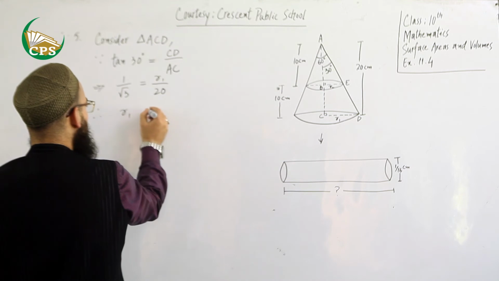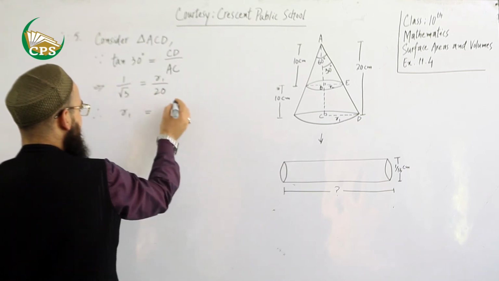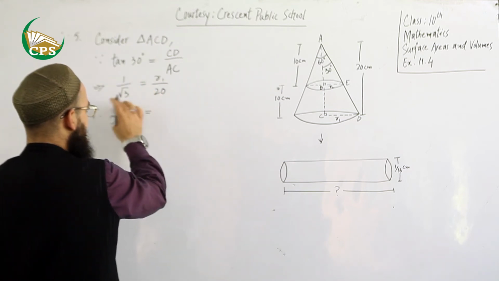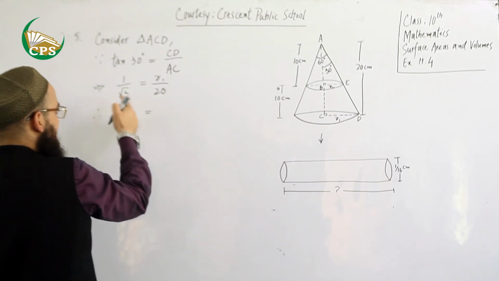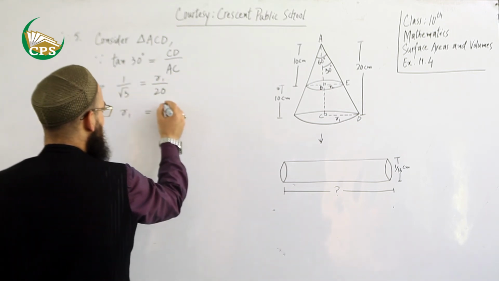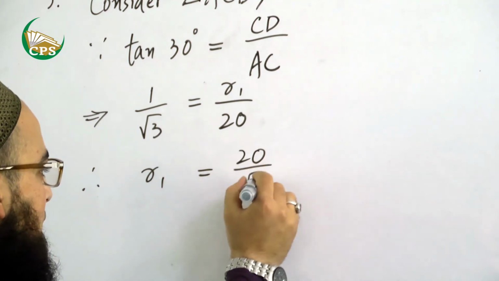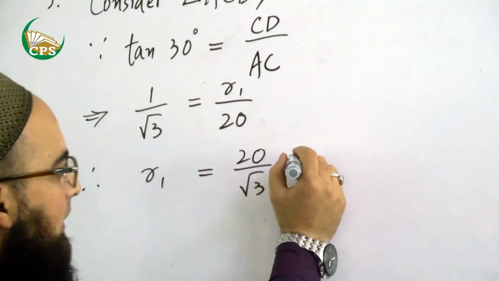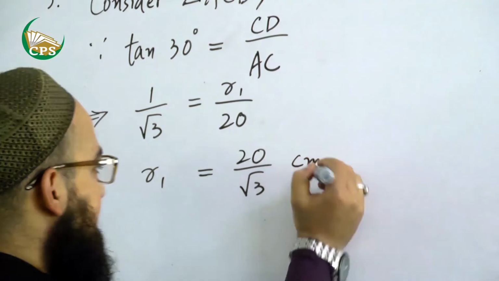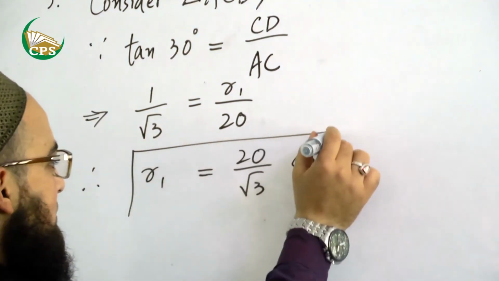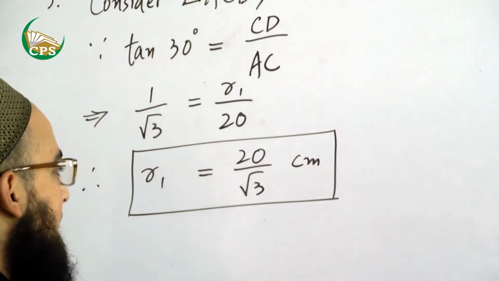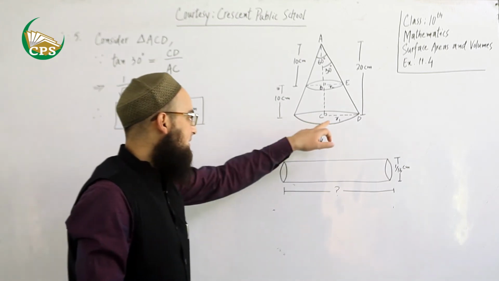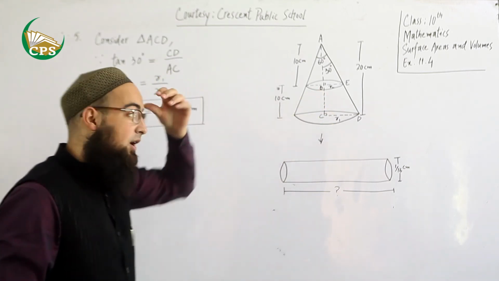Therefore R1, multiplying 20 throughout, 20 by root 3, is 20 divided by square root of 3 centimeter. Now this is your R1. R1 means this is the bigger radius for the frustum of the cone.